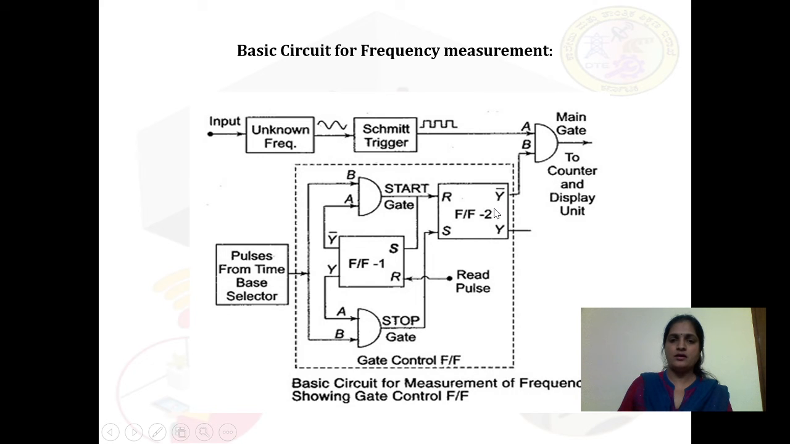So Y bar is equal to 0. That's why this gate will be enabled. There are no pulses from the unknown frequency source, so this unknown frequency will pass through the gate.